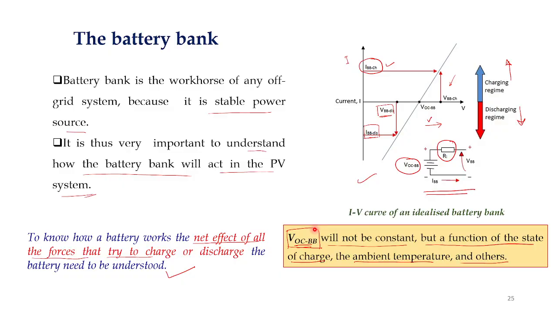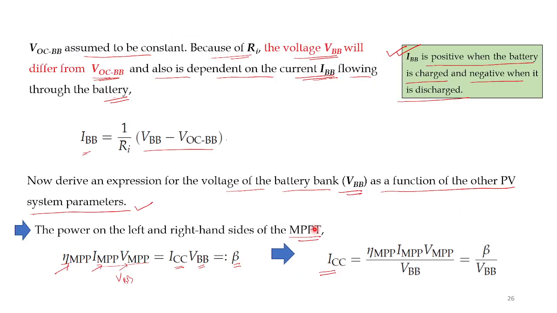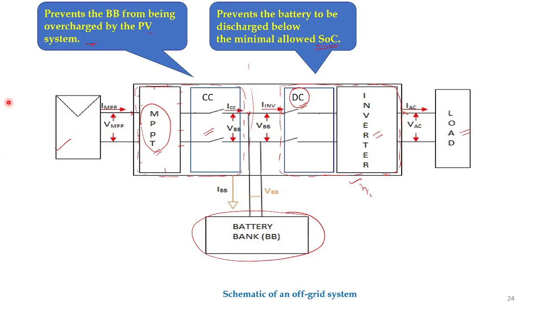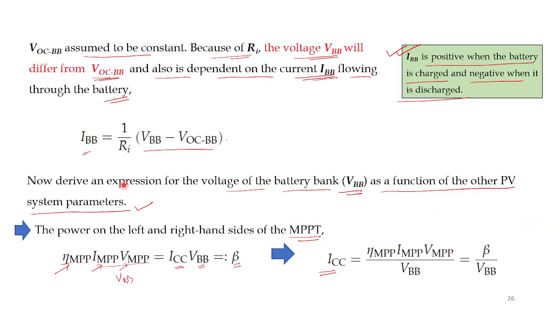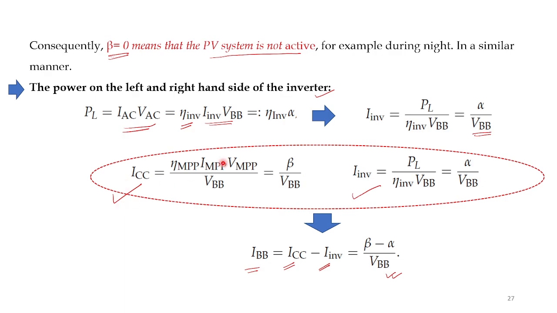Now, this you can go through. These are all the derivations, the power balance along all these particular equipments, along the charge controller and along the inverter. When you do the power balance, you will get these different formulas. The important formulas are these two, the alpha and beta parameters.